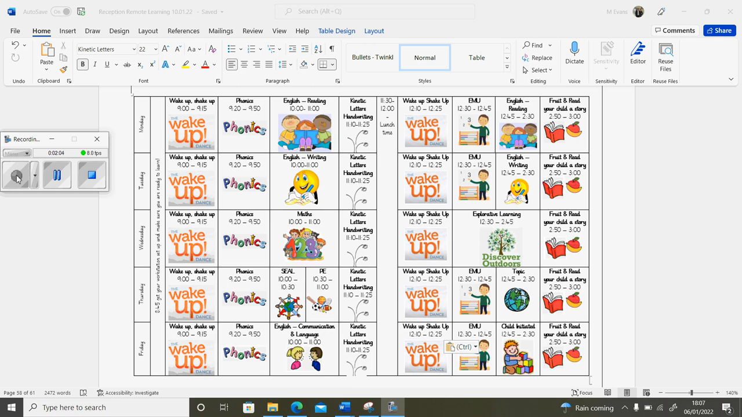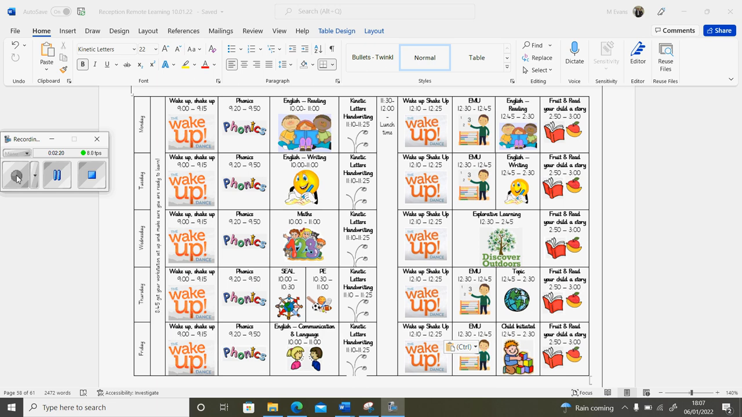Then we've got wake up, shake up. Then we've got our emu. And then we finish off with our writing. There are child initiated activities for you to do as well. Please try and complete those. Then we've got fruit and a story at the end of the day. Then we move on to Wednesday.